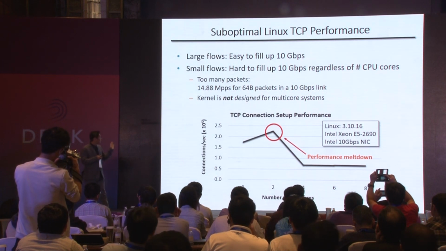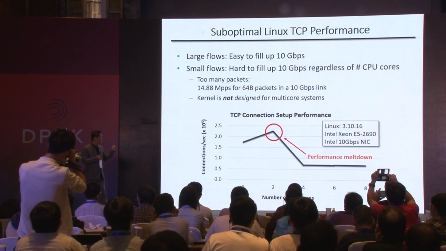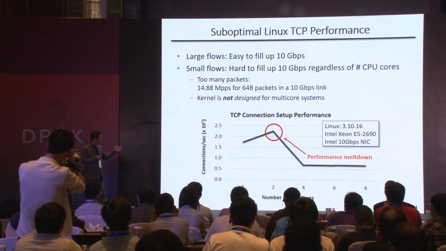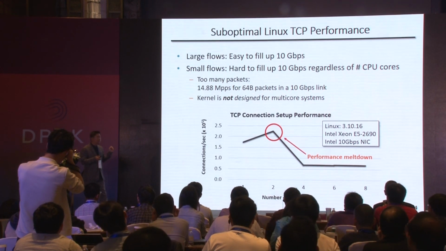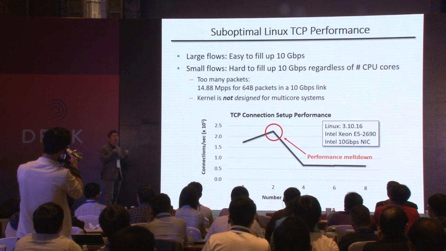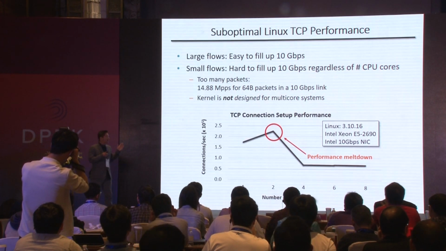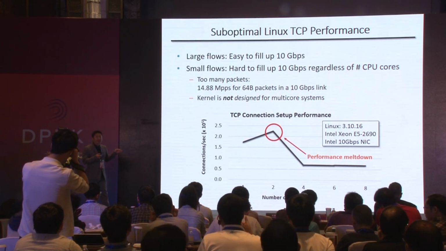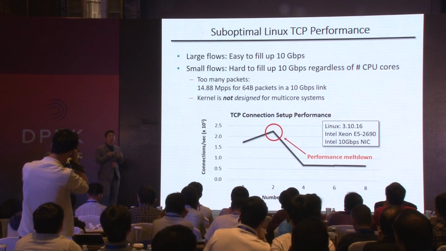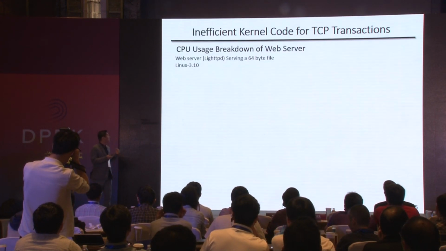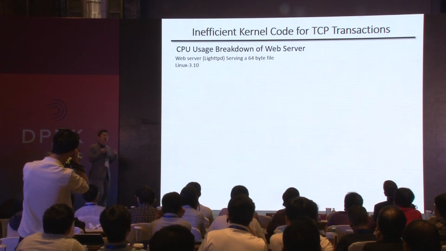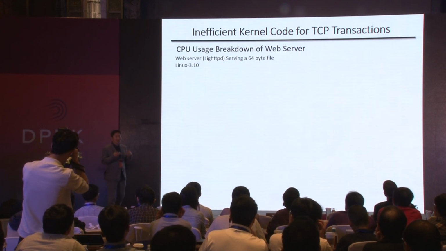We measured the performance over the number of CPU cores. As you can see, the performance slightly goes up when you use two CPU cores. But the performance goes down dramatically if you increase the number of CPU cores, because there are lots of contentions there. To know more about this problem, we have a more realistic setup.